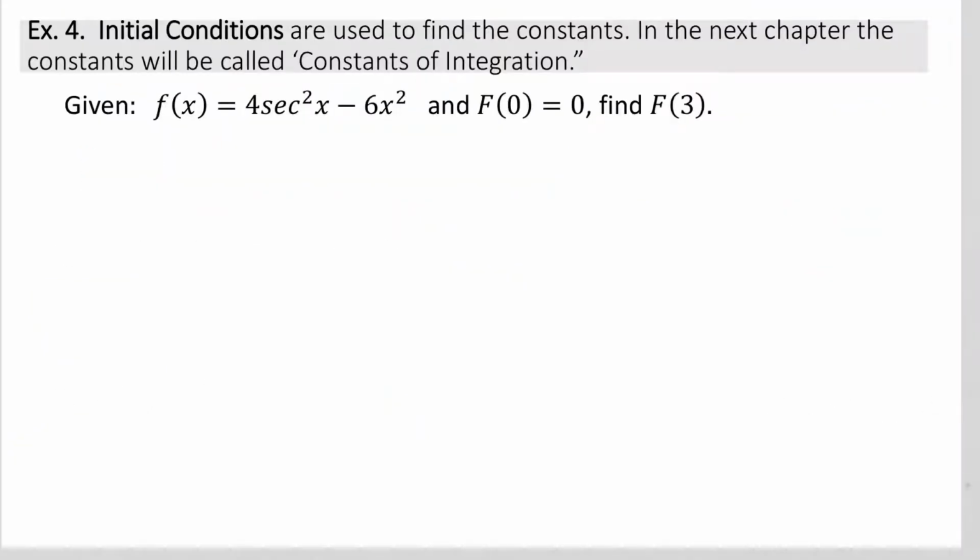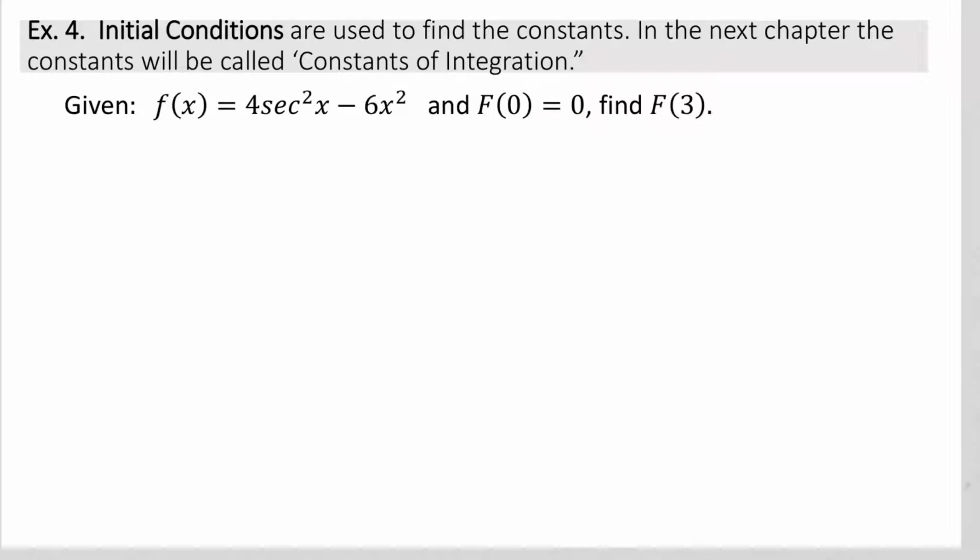Next, let's talk about initial conditions. Initial conditions are used to find the constants. In the next chapter, we'll refer to the constants as constants of integration. So in this problem, we're given f prime of x is equal to 4 secant squared of x minus 6x squared. And then we're given what we call an initial condition here. F of 0 is equal to 0, and we want to find f of 3.